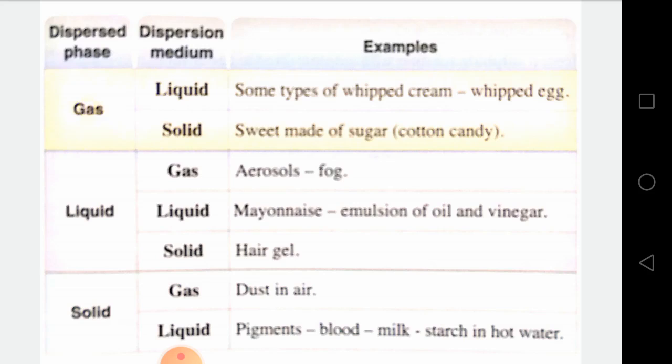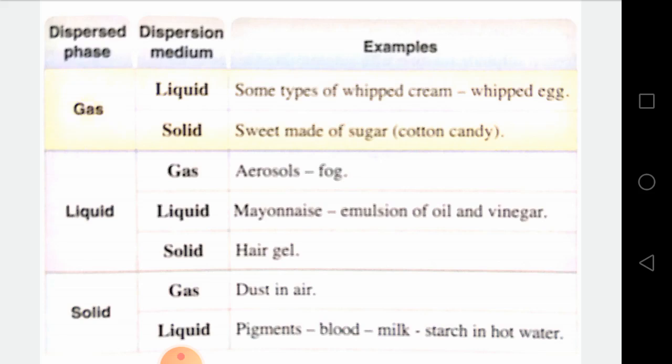This mixing of cream with a blender at high speed enters air into the liquid of the cream, forming whipped cream. So whipped cream is a gas dispersed in liquid, while gas dispersed in solid is like cotton candy, an Egyptian word called غزل البنات.